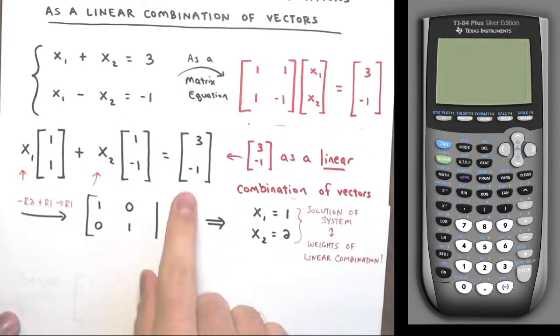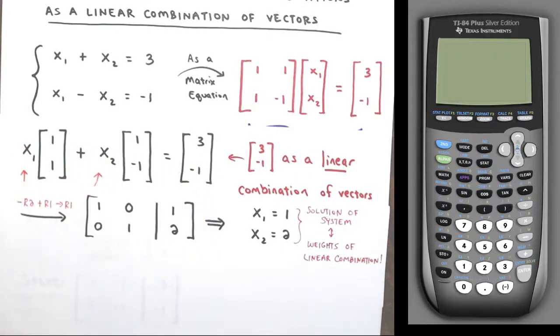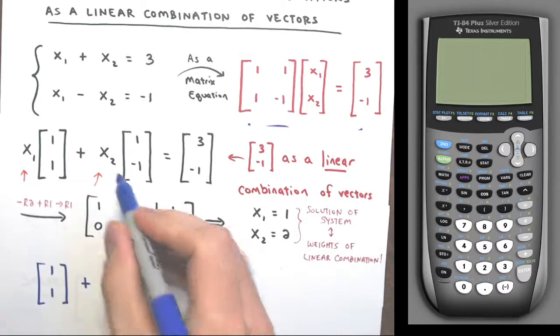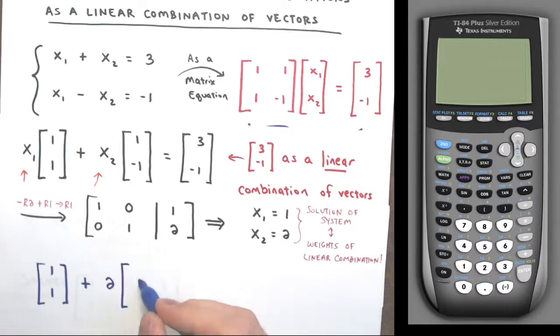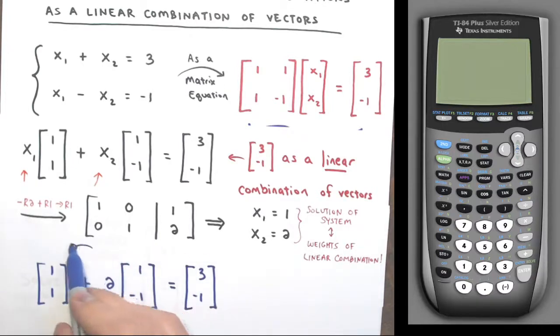All right, and then you're seeing here's how 3, -1 can be written as a linear combination of 1, 1, and 1, -1. So replacing x1 with 1, I get 1, 1 plus, and then replacing x2 with 2, 2 times the vector 1, -1 should give me the vector 3, -1, the constants on the other side. And let's just, again, double check this. 1 plus 2 is 3, 1 plus -2 is -1. Check. So here you go.